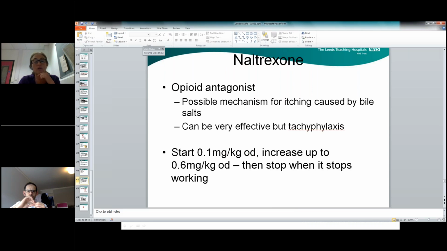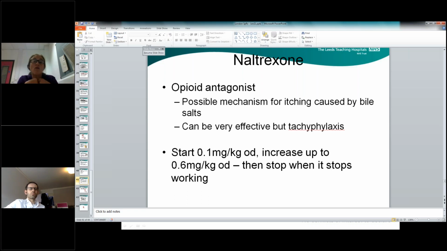And then naltrexone. So we know that opioids cause itch. So using opioid antagonists, which naltrexone is an oral opioid antagonist, does seem to work. Now, the only problem we have is that it exhibits tachyphylaxis. So you start with a nice dose, it works absolutely wonderfully, and then after 4 or 5 days, maybe 5 or 6, it stops working, and so you have to increase the dose. And you increase it a bit, it works brilliantly for another 5 or 6 days, and then it stops working, so you increase again, and we go up in steps, eventually getting to a point where we're going to get more side effects from the naltrexone than we want, and so we would stop.